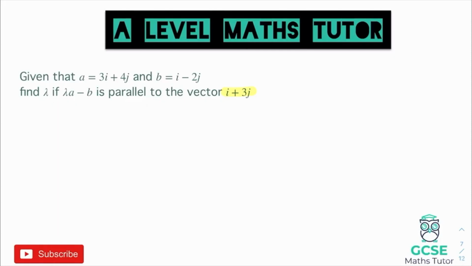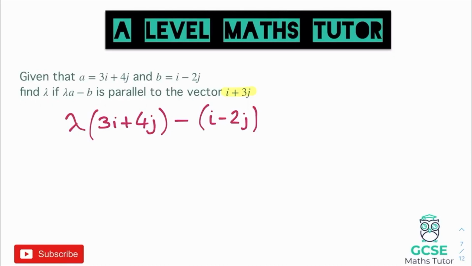So we've got lambda lots of a, and a is 3i plus 4j. So we've got lambda lots of 3i plus 4j, and then we're going to take away from that, and you've got to be careful with this one, b, and b is i minus 2j. As we're taking it away, I'm going to put this i minus 2j into a bracket. When we're taking away both of those, we don't want to forget to take away the negative 2, otherwise we might only take away the i. So do be careful when you're doing takeaways, particularly when you've got more than one piece that you're taking away, that you put those pieces in a bracket just to avoid any mistakes.